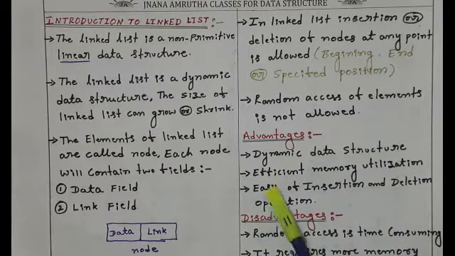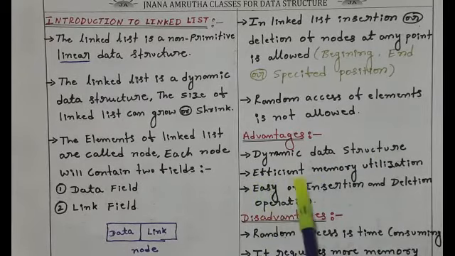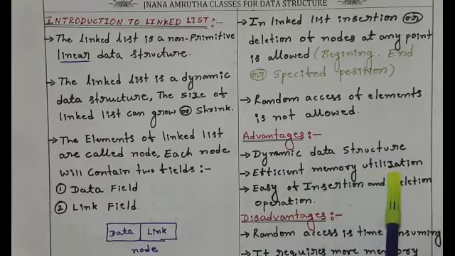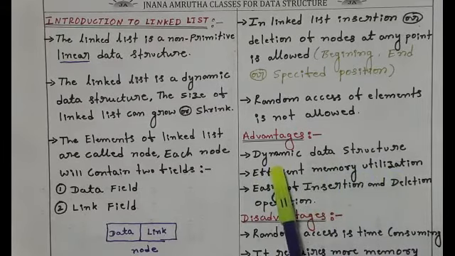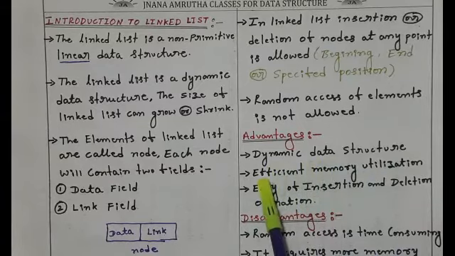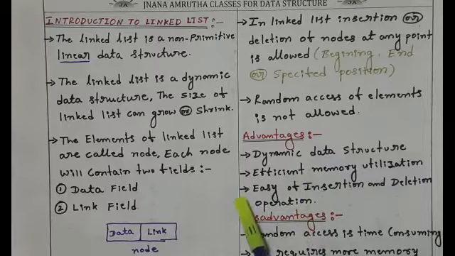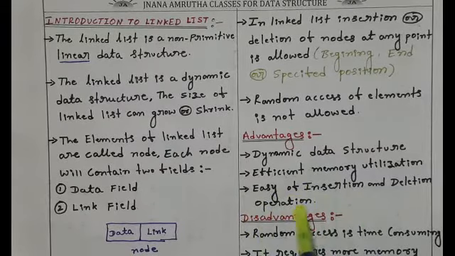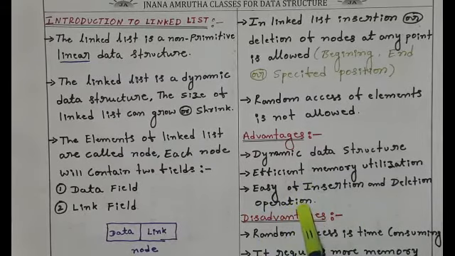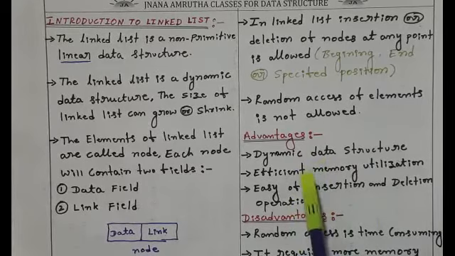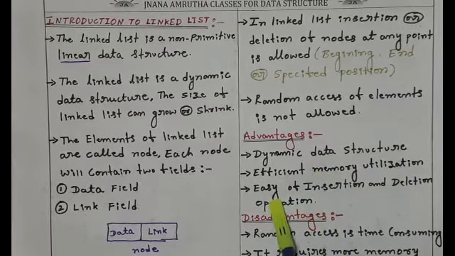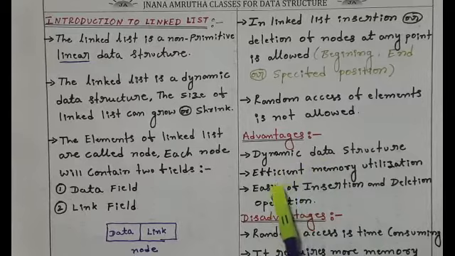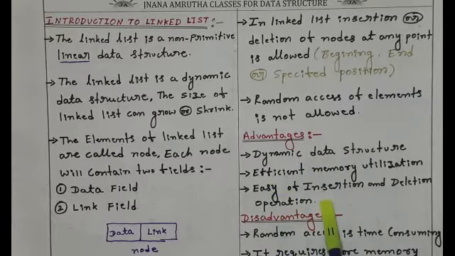The next advantage is efficient memory utilization. Why? Because a linked list is a dynamic data structure, we are using memory efficiently. The third one is ease of insertion and deletion operations. In the linked list we can perform insertion and deletion operations very easily. These are some advantages of linked list.